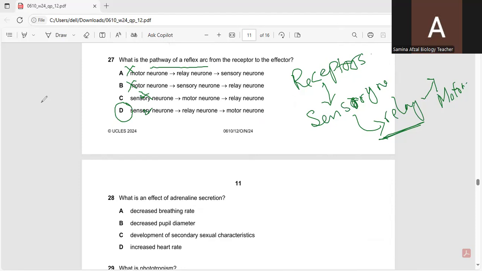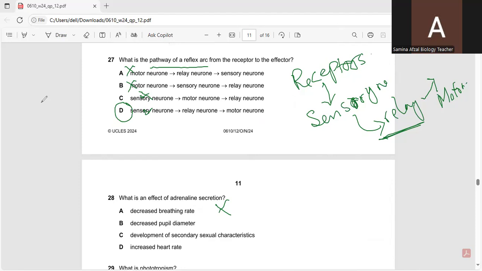What is an effect of adrenaline secretion? Adrenaline is secreted from the adrenal glands, and when it is secreted, you can see the heartbeat is increased. A person is very emotional at that time. So decreased breathing rate. No, this is not correct option. Breathing rate will increase when adrenal gland secretes the adrenaline.